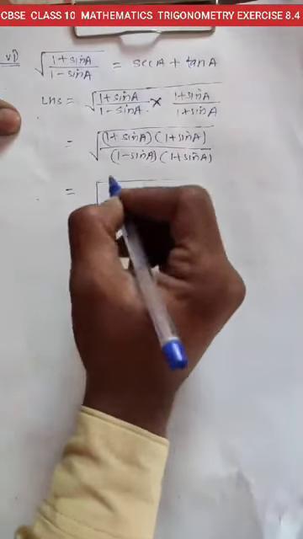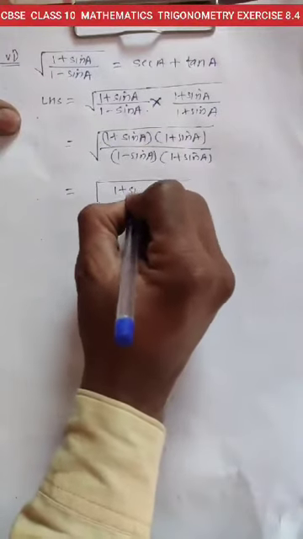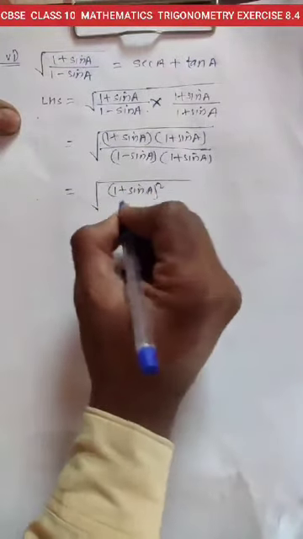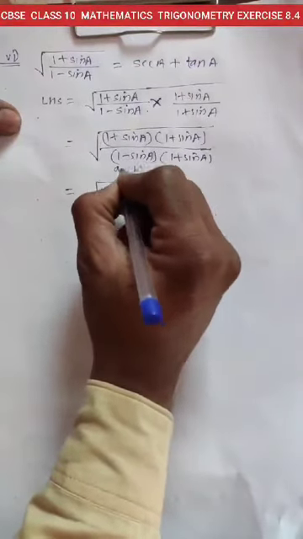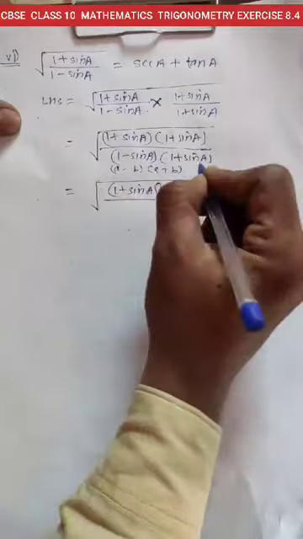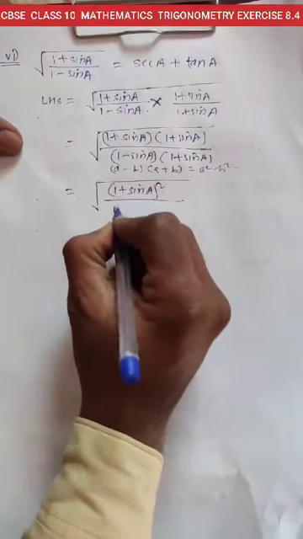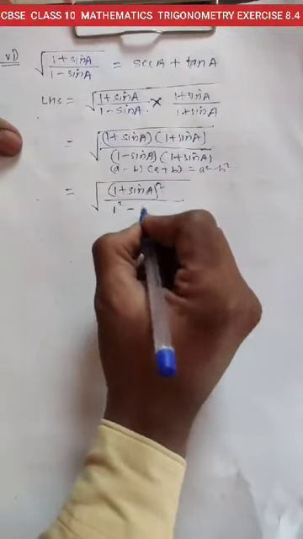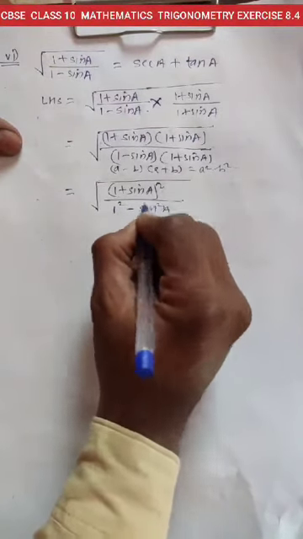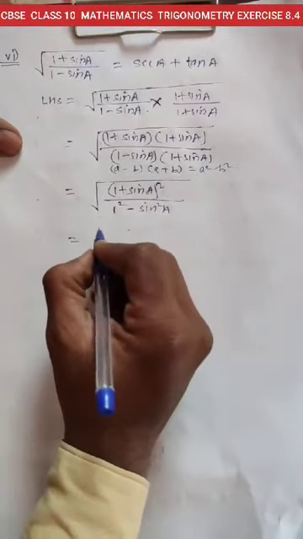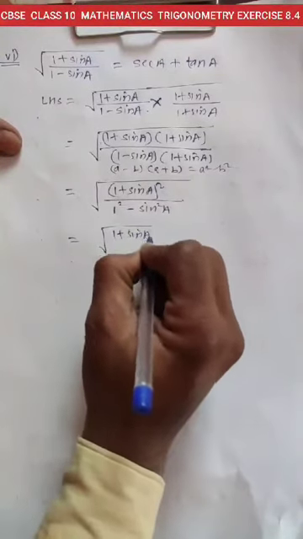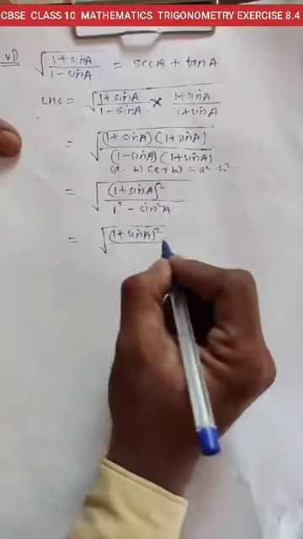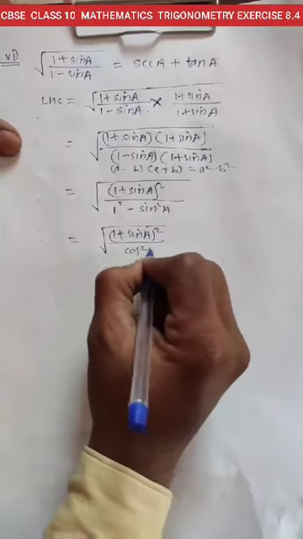Into root 1 plus sin A into 1 plus sin A, that is (1 plus sin A) whole square, divided by (1 minus sin A)(1 plus sin A). That means (A minus B)(A plus B) is equal to A square minus B square. Here, what is the value of A? That is 1 square. What is the value of B? That is sin, so sin square A. In the next part, under root (1 plus sin A) whole square upon 1 minus sin square A, that means cos square A.